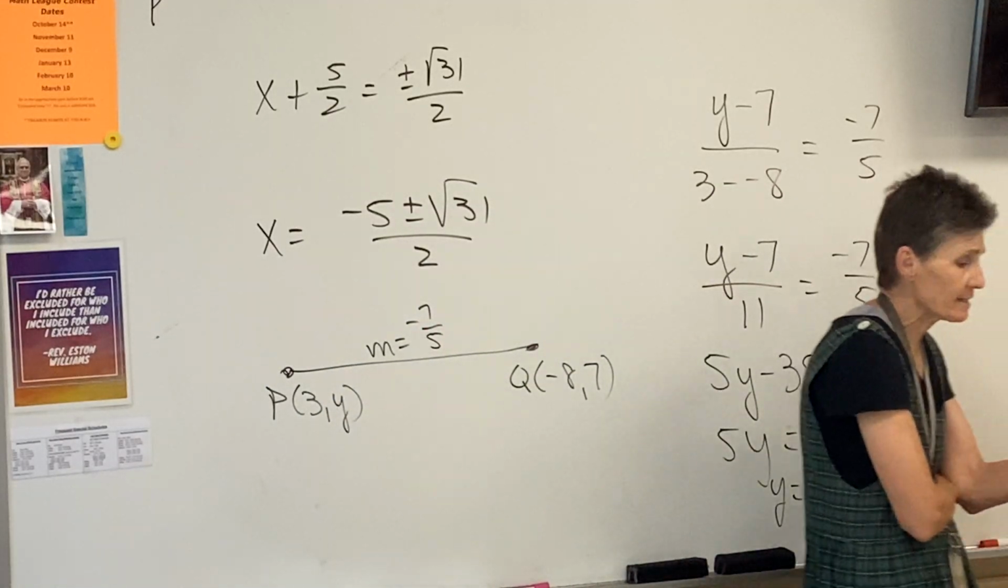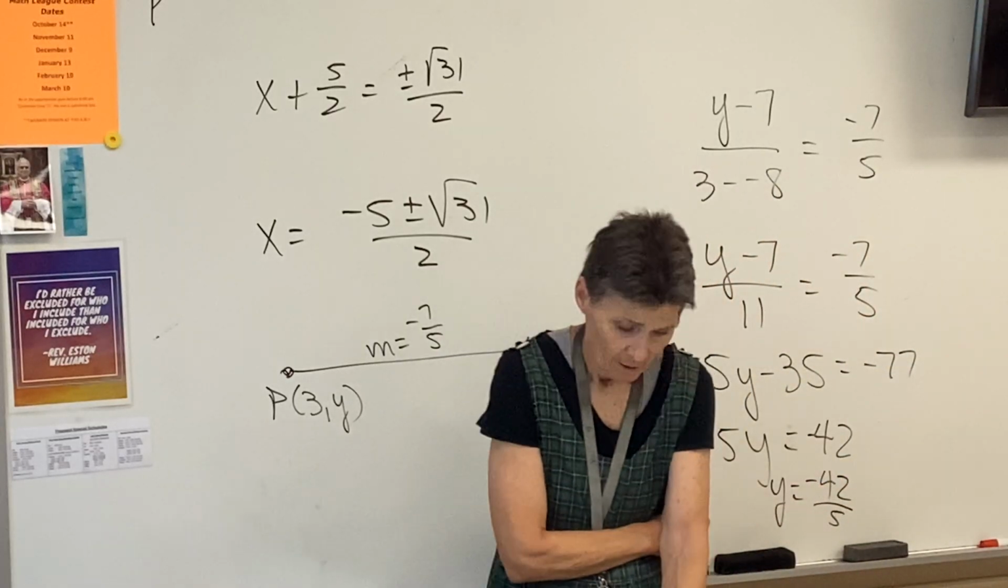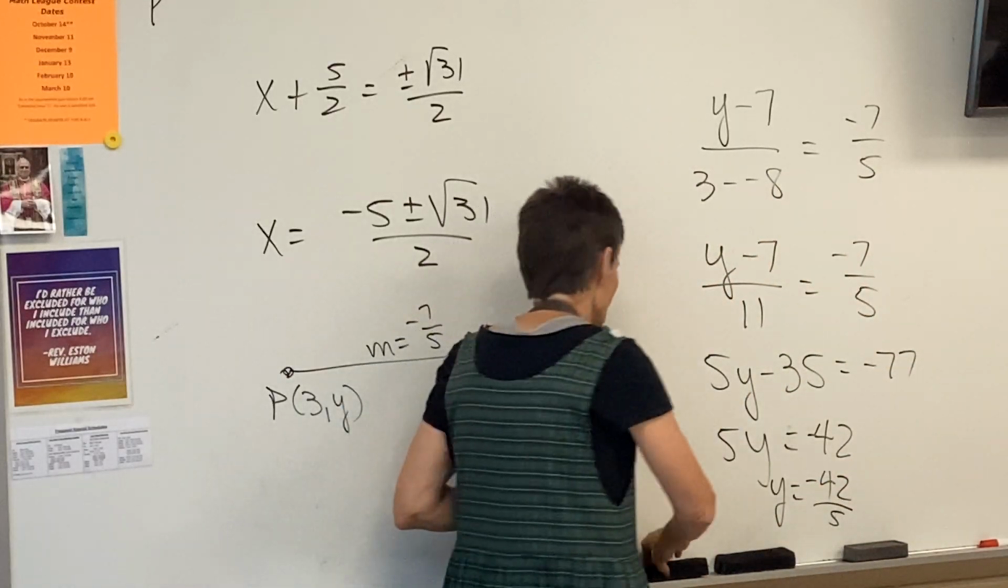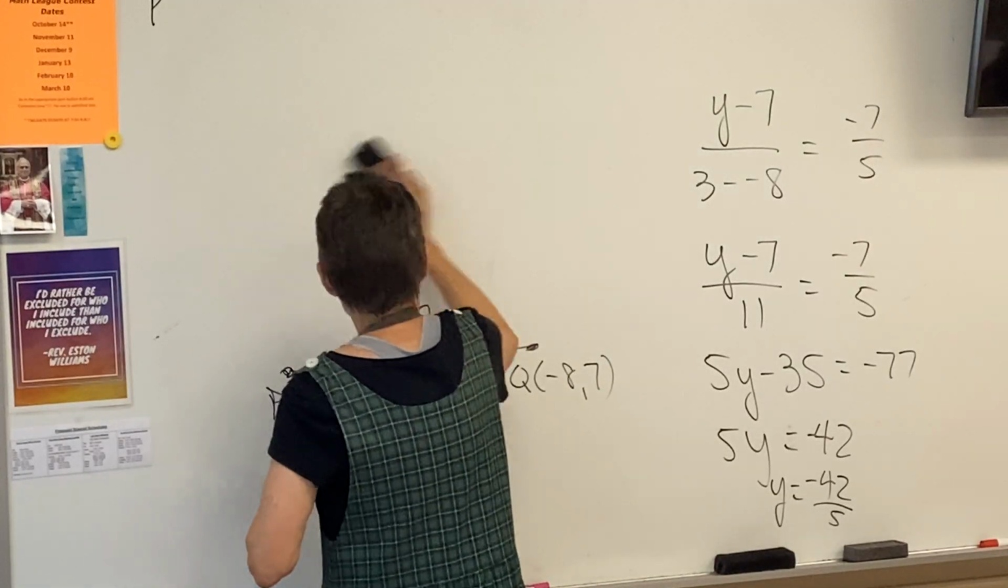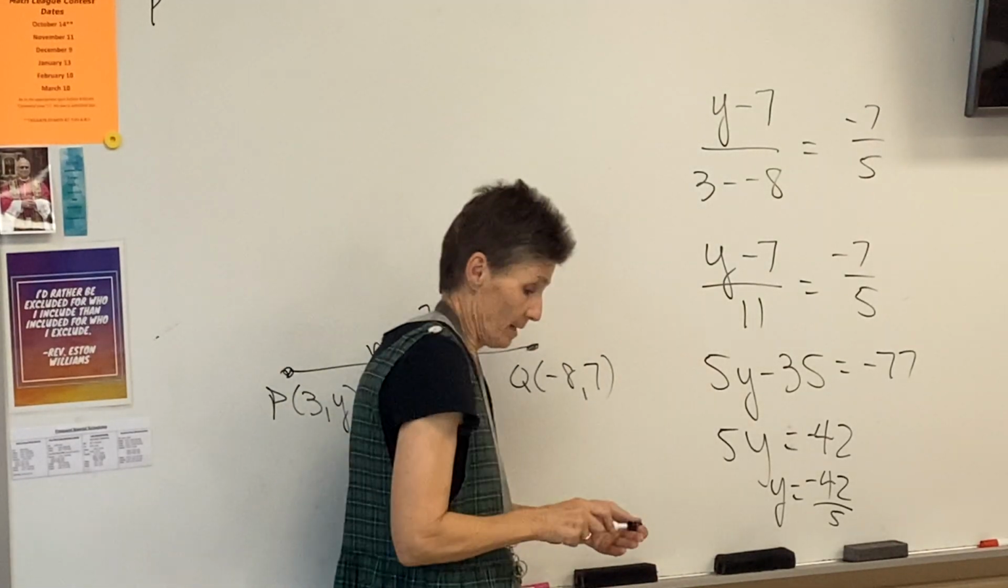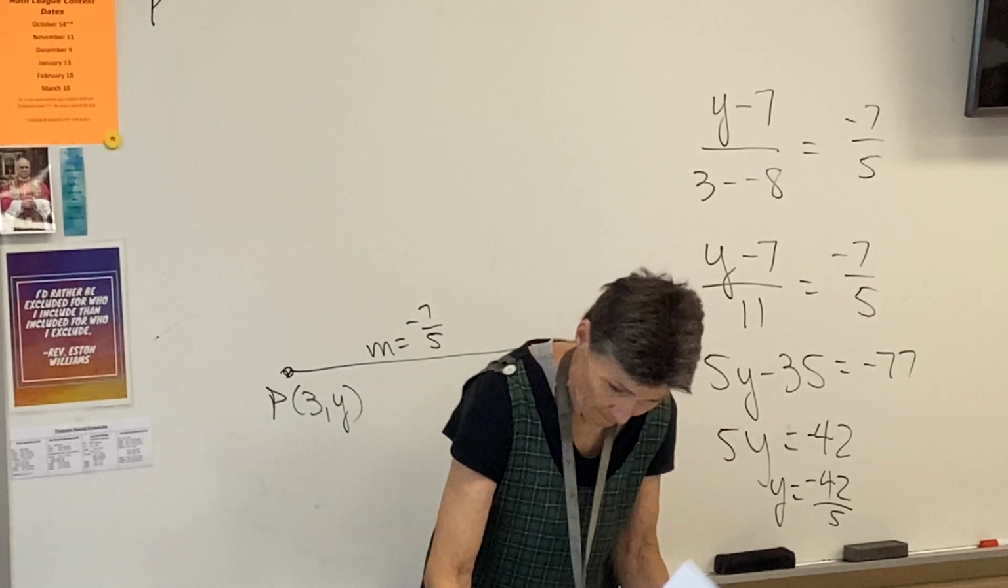All right, 6 and 7, here we go. Do 6 and 7 with your partner, see what you come up with.